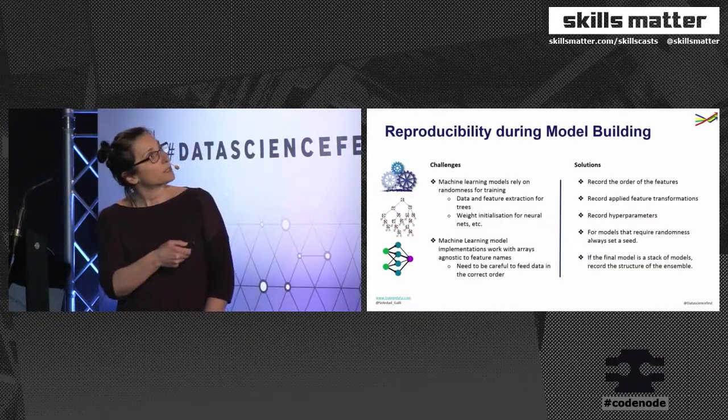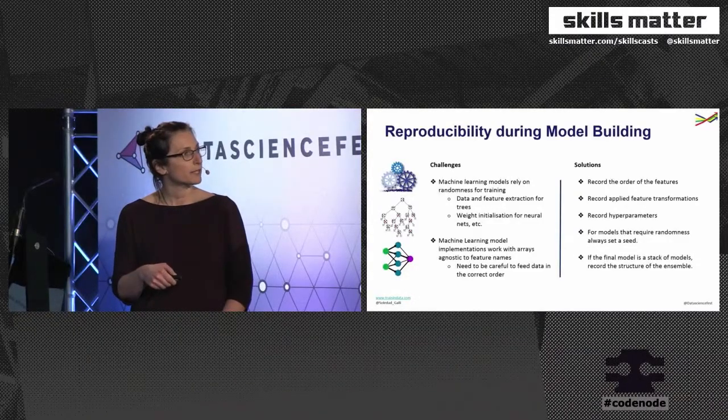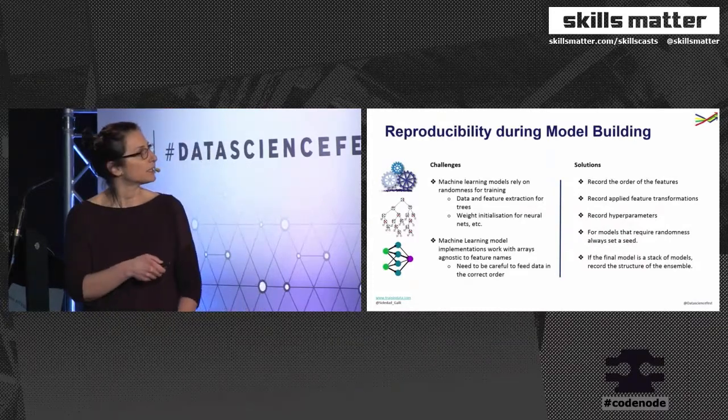There are also challenges during model building. And this is because many of the machine learning models rely on randomness for training. So if we're thinking about trees, there are elements of randomness to extract samples from the data set, and there is also an element of randomness to extract features. If we're thinking about neural networks, the weights are initialized randomly. So it is very important to account for that by setting the seed right at the start. So whenever we start the project, we need to think about setting the seeds.